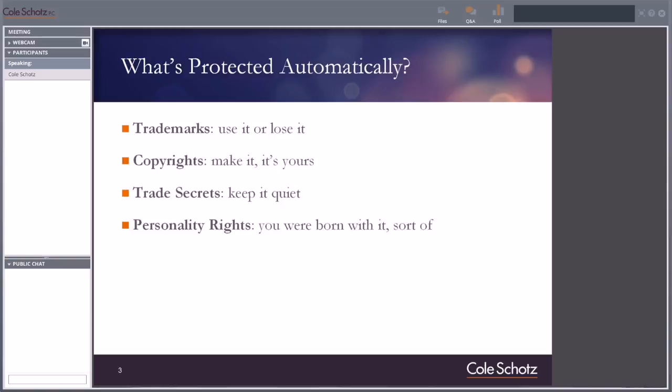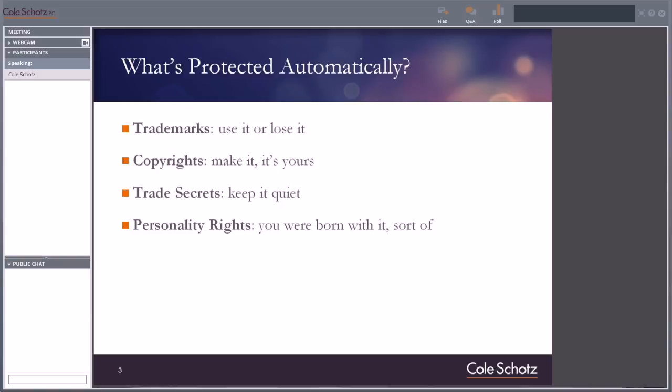Keep it quiet. Trade secrets are actually protected in all instances without registration, and there is no mechanism for registering a trade secret. The most obvious rationale for this is you don't want to publicly disclose your trade secret, because then it'll no longer be a secret. You could compare that to a patent, where a patent owner actually has to file documents publicly disclosing the details of their invention. Trade secrets can be protected for an unlimited period of time, as long as certain requirements are met.